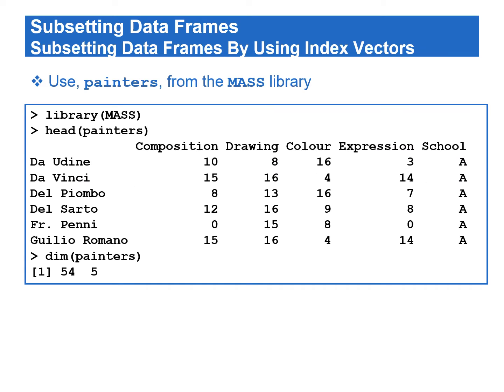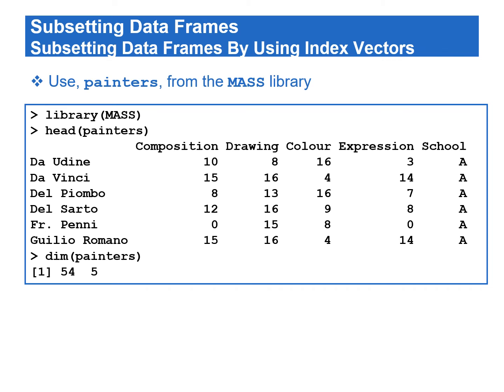Subsetting data is a common task when we work with a data frame. In a previous video, we learned how to subset an object by using 5 index vectors. We can use these index vectors to select elements from a data frame as well. We will use the Painters data frame, from the MASS library, to illustrate how to subset data.